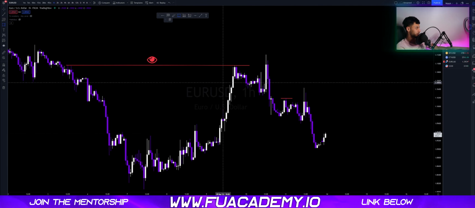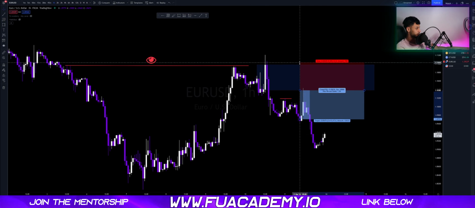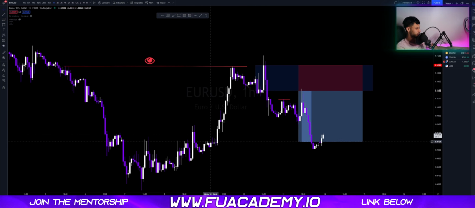And where will we be looking for sells? We will be looking for sells from this institutional candle right here. Okay, and my stop loss would be right above the close. Boom. And where would I be placing my take profit? Probably somewhere around this demand right here.